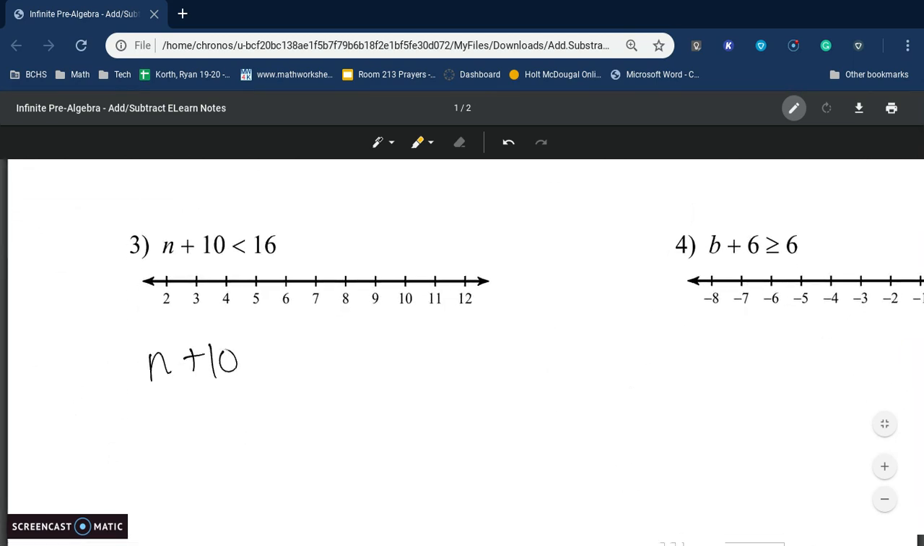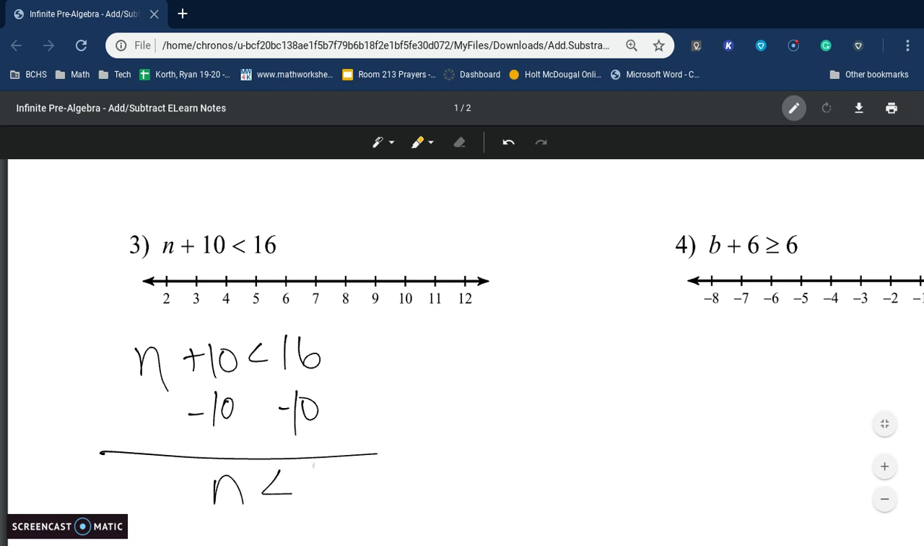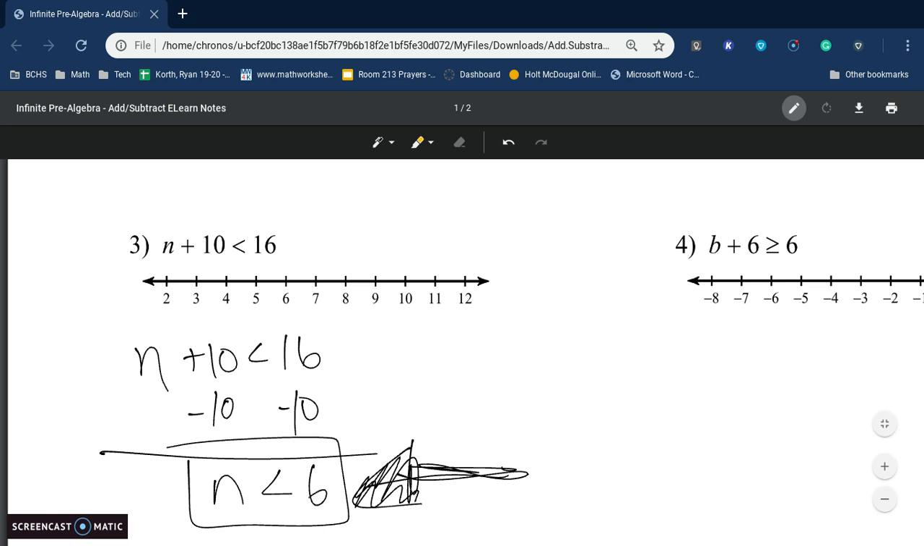N plus 10 less than 16. Okay, we're trying to get the variable by itself. How can I do that? Well, I gotta get rid of this 10. N is less than 6. Still seeing a lack of answers as well. I have to have that final answer and then graph it. Have to have the answer, have to graph it. If your answer doesn't look like this, you've done something wrong. You should just have a variable, an inequality, and a number. That's it. Open circle, going to the left.